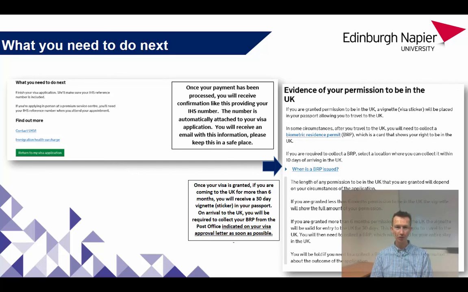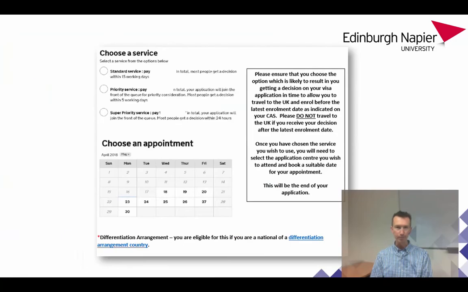Now, once your visa is granted, if you are coming to the UK for more than 6 months, you'll receive a 30-day vignette sticker in your passport, and then on arrival to the UK, you'll be required to collect your BRP from the post office as indicated on your visa approval letter as soon as possible, and that BRP will be your full visa.